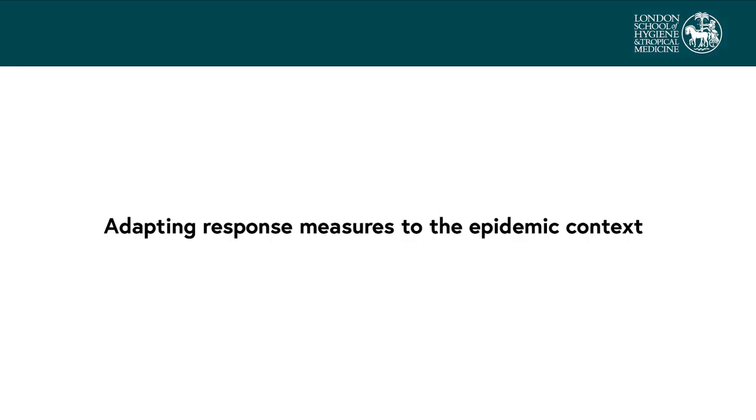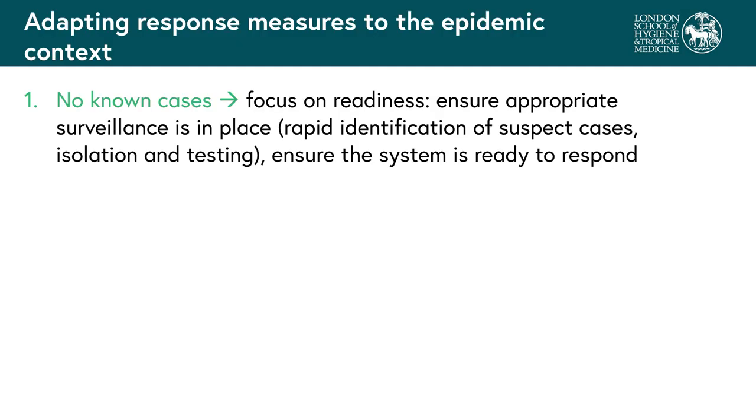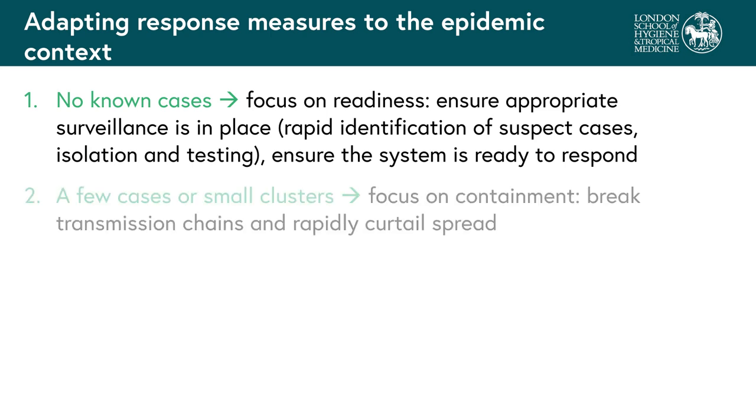The measures that were just outlined will be implemented in various ways, depending on the stage of the epidemic and local context. Conceptually, it is useful to describe the epidemic response for three different scenarios. First, when there are no known cases, the focus is on readiness. This means ensuring appropriate surveillance is in place, with rapid identification of suspect cases, isolation and testing, to ensure the entire system is ready to respond.